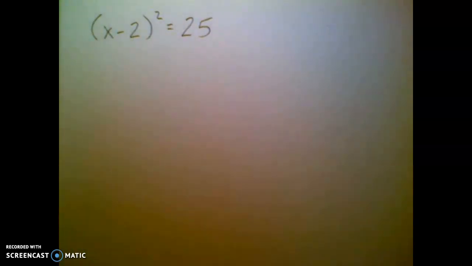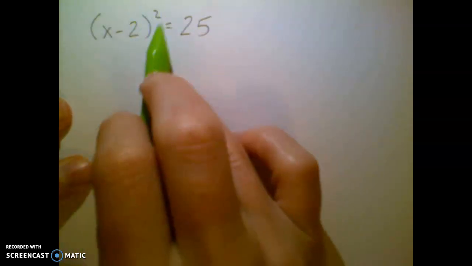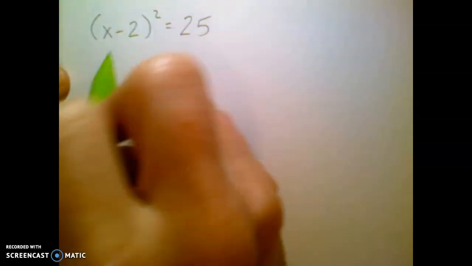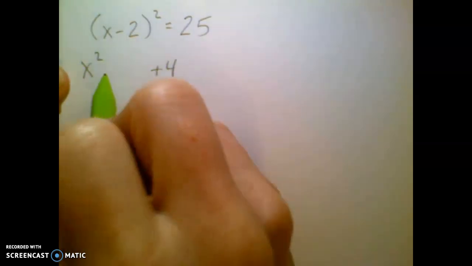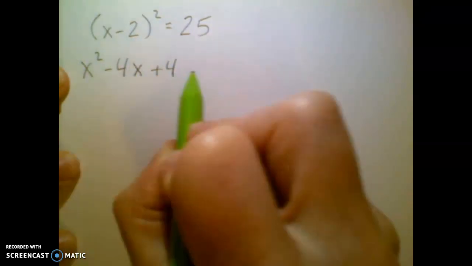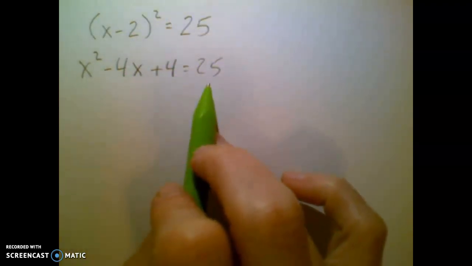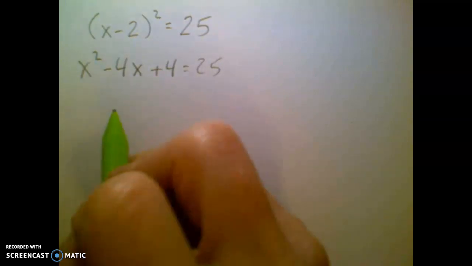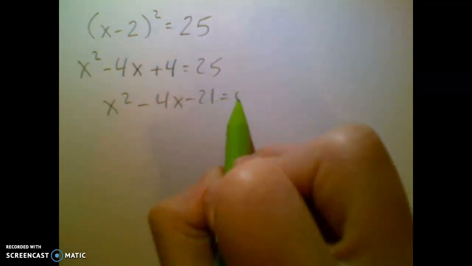So we actually know how to do this problem the old way. Normally this squared here would mean you would square inside here. Remember the shortcut, square the first, square the last, double the middle. And then we know to solve quadratics, we would move this guy over to the left, and so you'd get x squared minus 4x minus 21 equals 0.